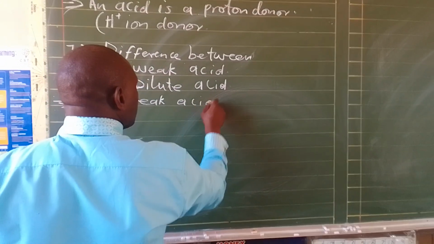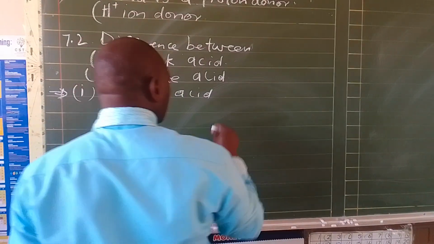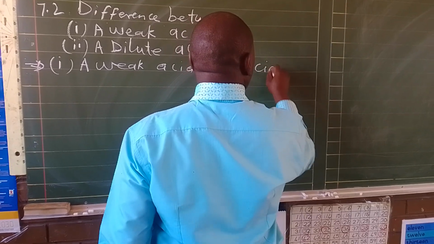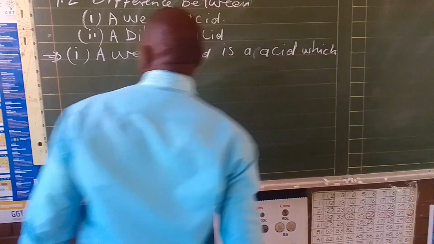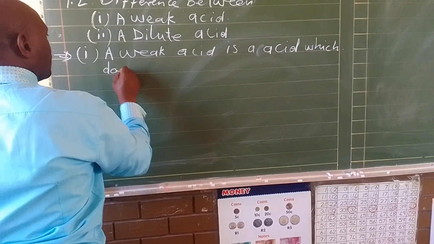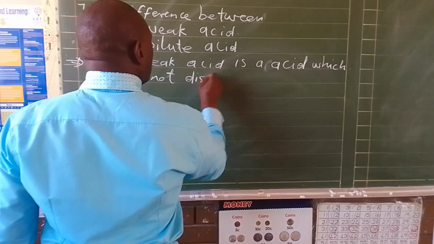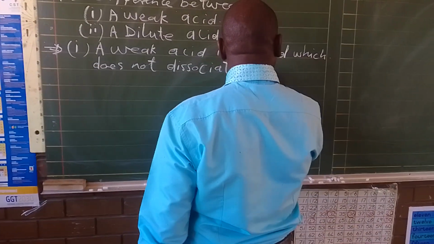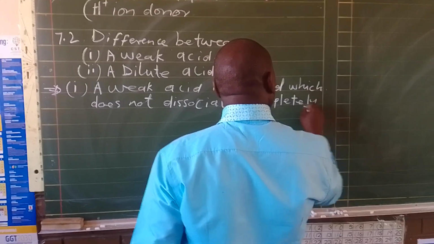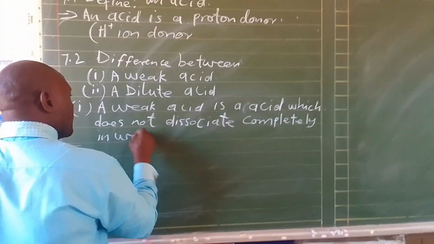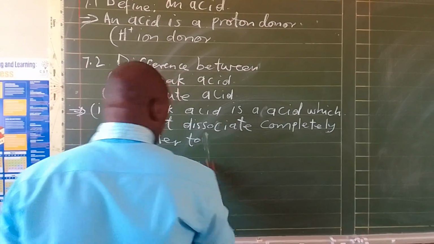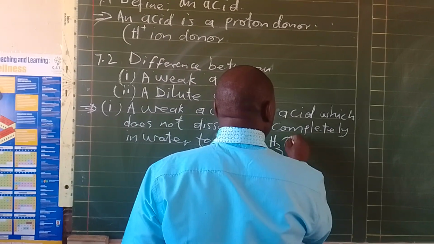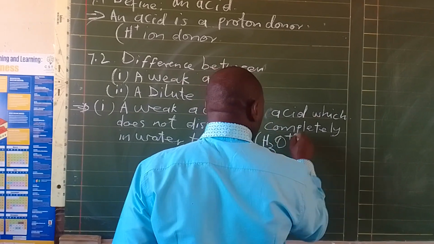A weak acid is an acid which does not dissociate completely in water to form hydronium ion.